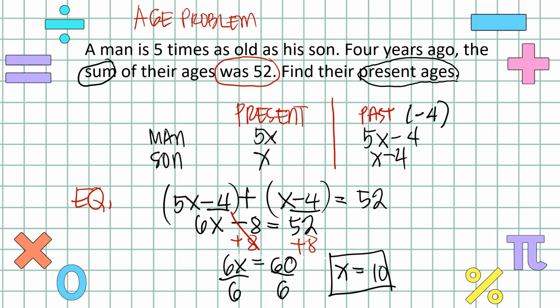So x is actually the present age of the son, which is 10. And by the time that the son is 10, the father's age is 5 times 10, which is simply 50. So these are their present ages.